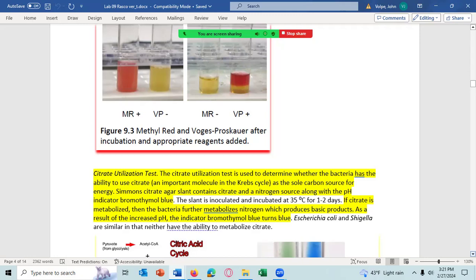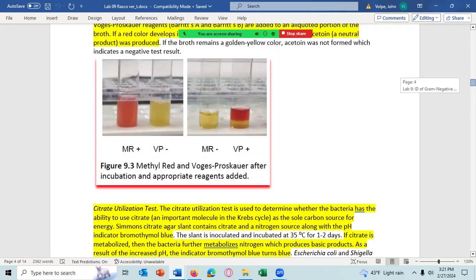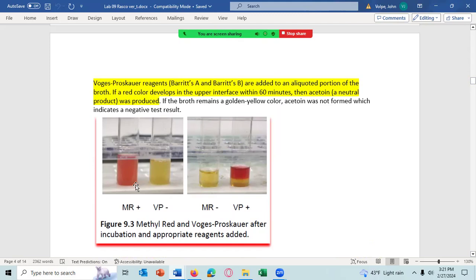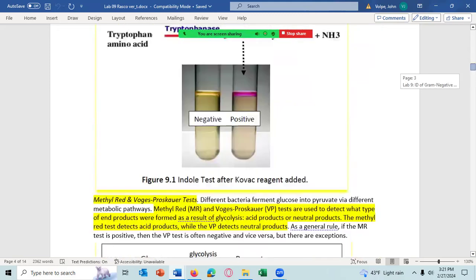All right. Let's move on to the citrate test. Oh, wait a minute. Before we move on, let me say one thing nice about all of these tests: the indole test, the MR test, and the VP test. All three of them turn red if they're positive, and they're all yellow or no color change if they're negative. Any questions about that?